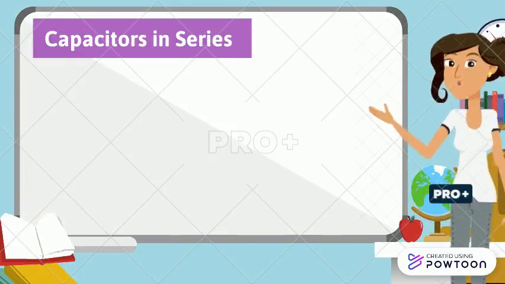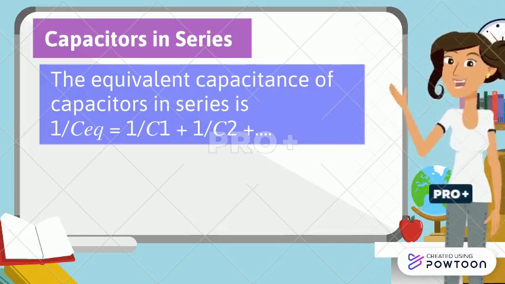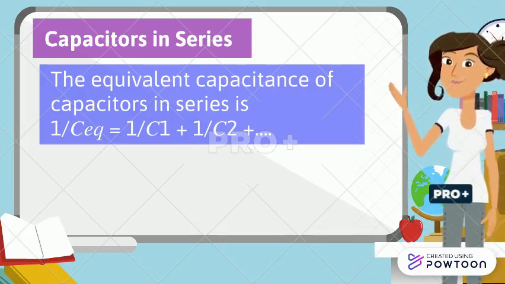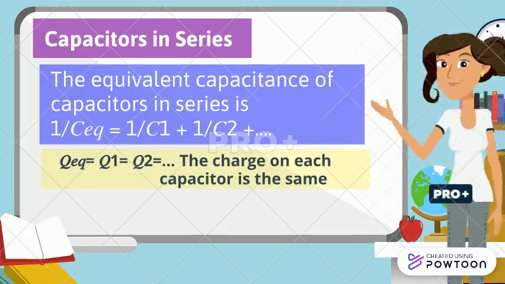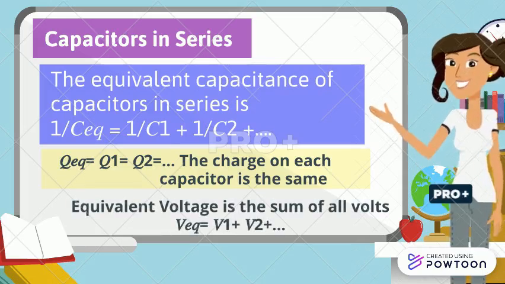Capacitors in series. The equivalent capacitance of capacitors in series is 1 over C1 plus 1 over C2, and so forth. Note that the charge on each capacitor is the same, and the equivalent voltage is the sum of all volts.